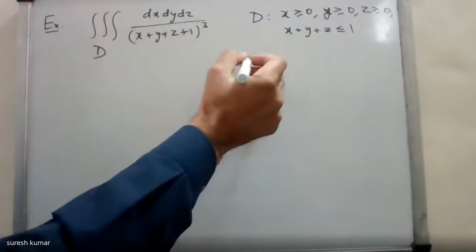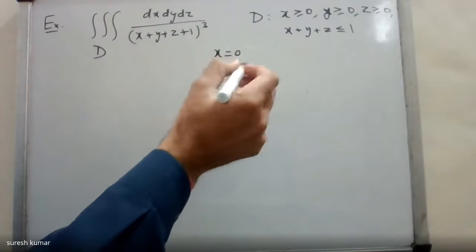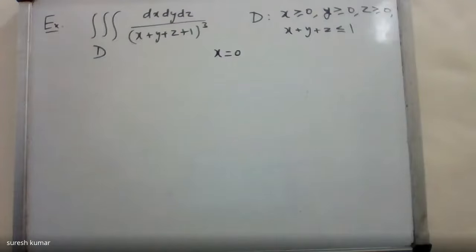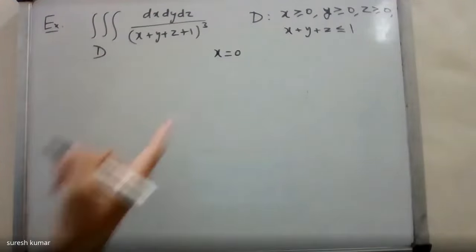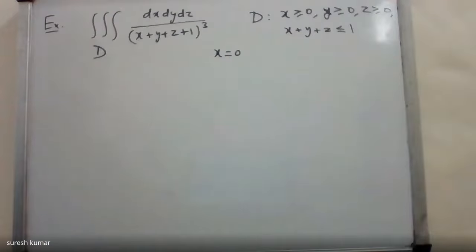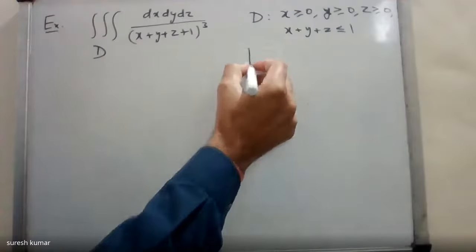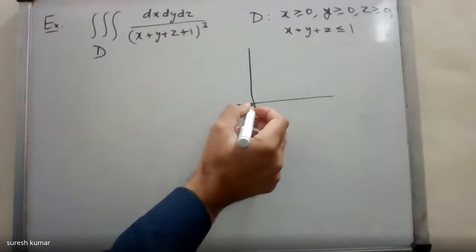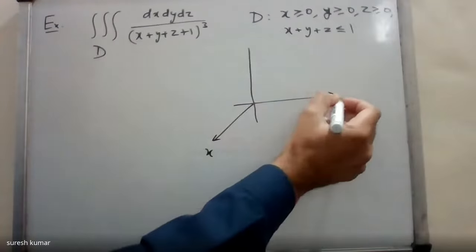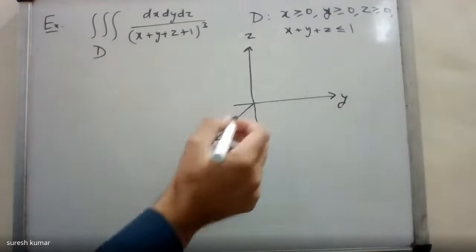By the way, what is x equal to 0? The yz plane. y equal to 0, the zx plane. z equal to 0, the xy plane, and this is also a plane. So the 3D region bounded by these four planes. Can you guess the shape of this 3D region? It is a special shape given a special name. xy plane, you understand? yz plane, zx plane.